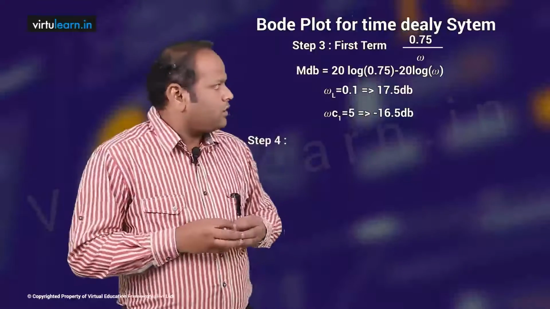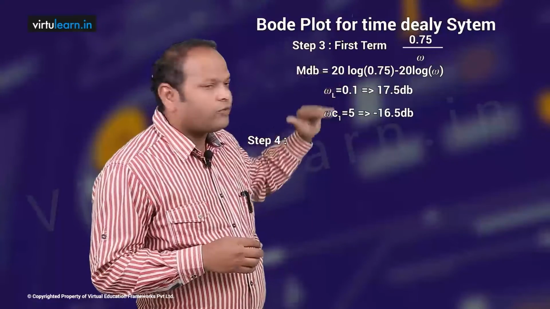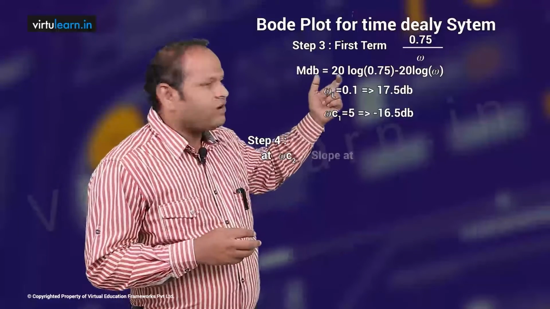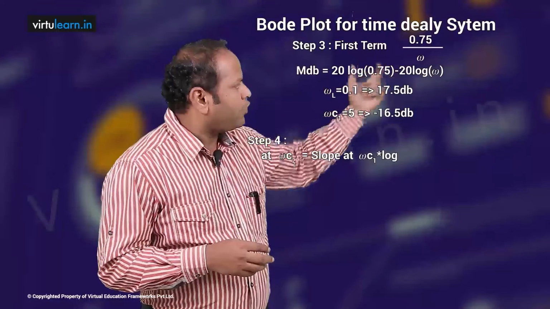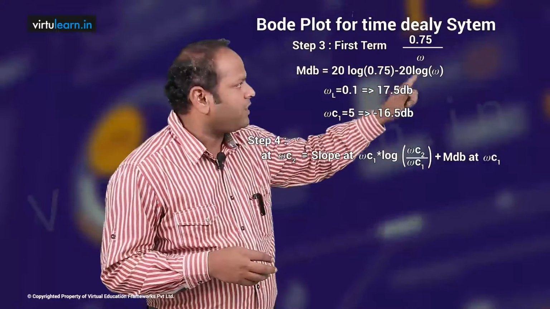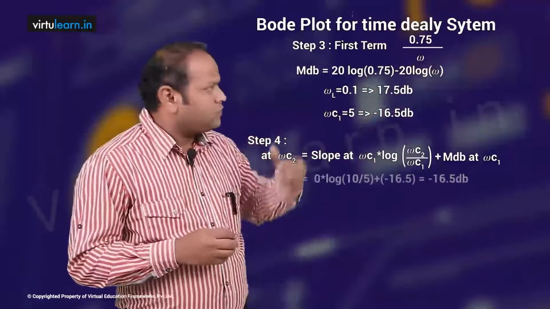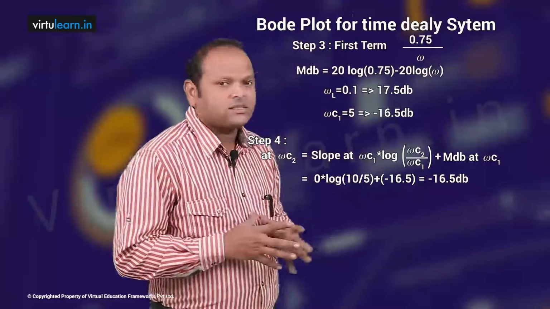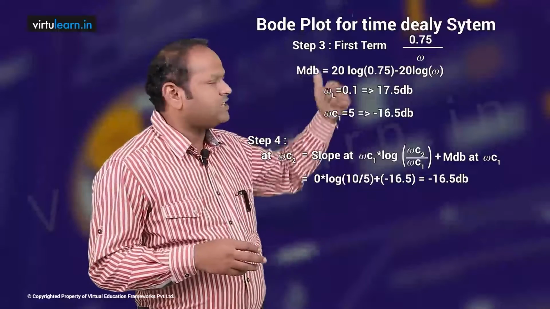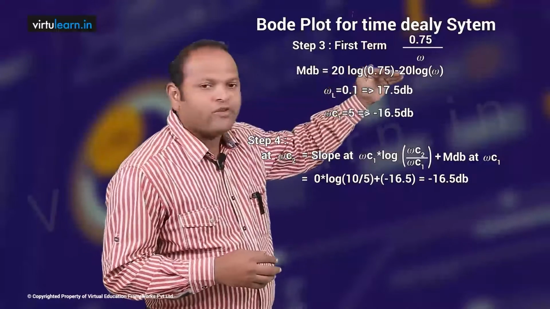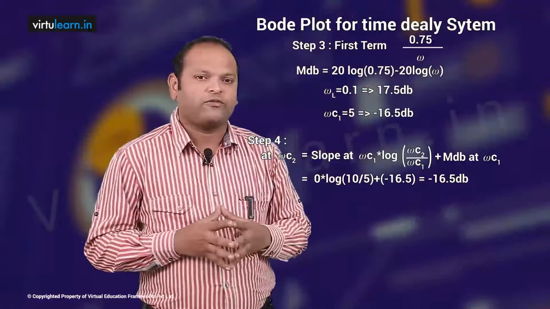So now I can use step 4, then I can find out for the other two frequencies what the MdB values are. Now MdB value at omega C2 is slope at omega C1 times log omega C2 by omega C1 plus MdB at omega C1. So when you substitute all the data here, you will get minus 16.5, because at omega C1 the slope is 0. So when it is 0, the same MdB value comes here, that is minus 16.5.